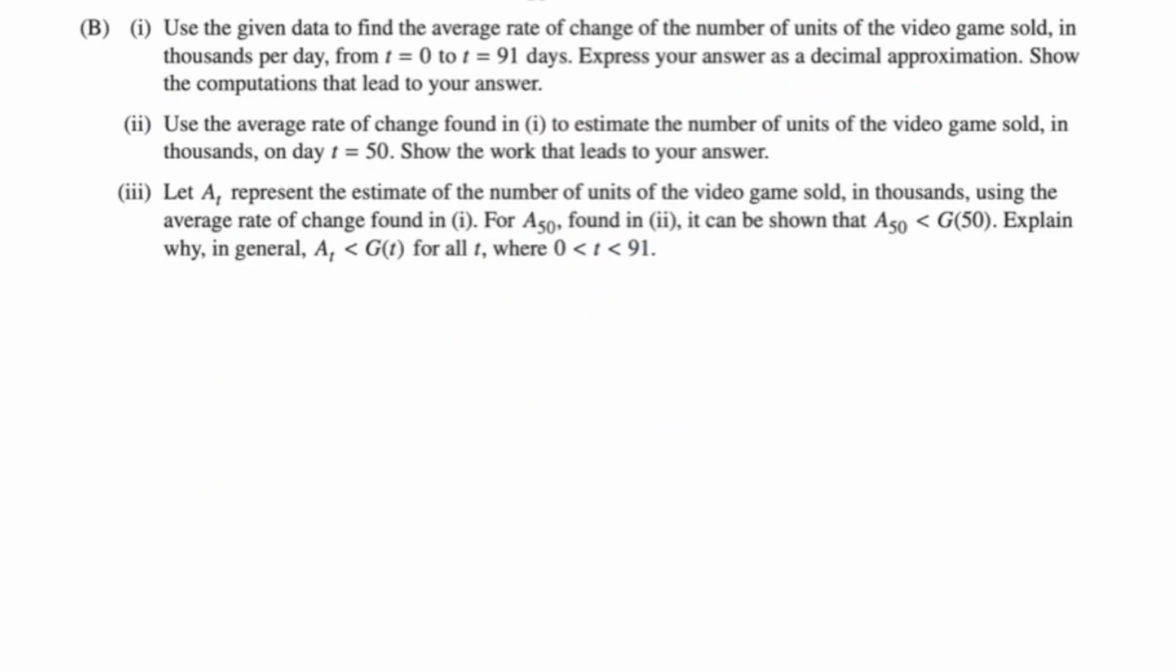Part B says, use the given data to find the average rate of change of the number of units of the video game sold in thousands per day from t equals 0 to t equals 91 days. Express your answer as a decimal approximation. Show the computations that led to your answer. Alright, so this is very wordy, but really it's just saying find the average rate of change between these 2 days. And remember, we have these points 0, 40 and 91, 76.